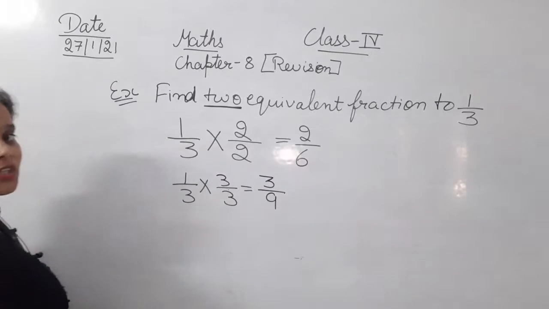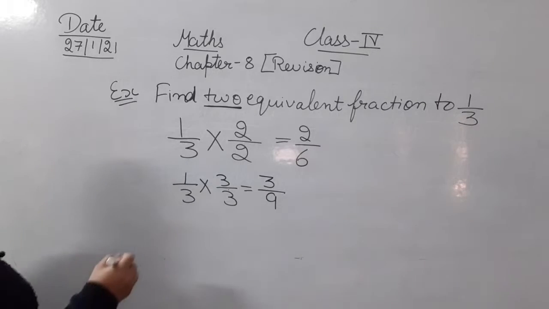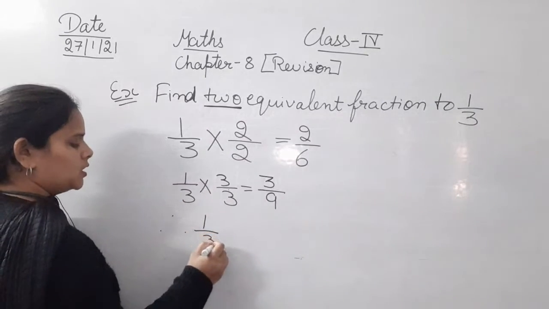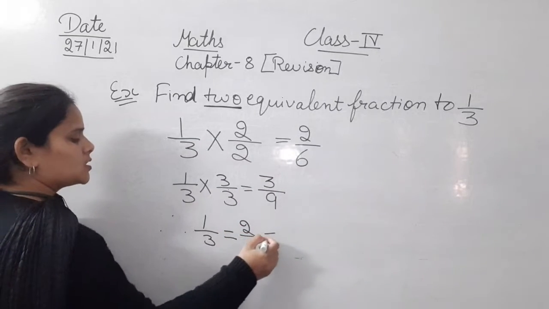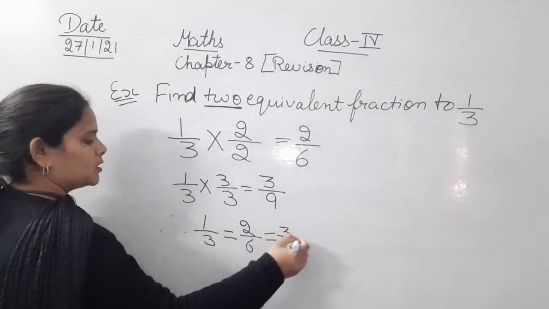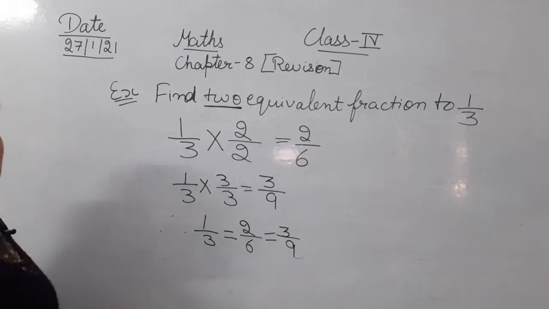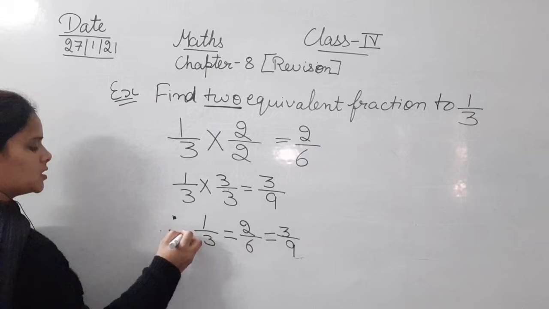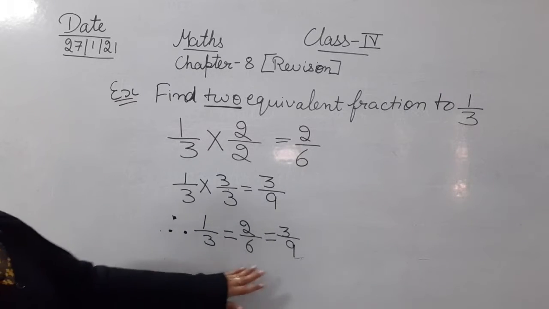So the next fraction equivalent to 1/3 is 3/9. Okay, and at last you will write the solution sentence. Therefore 1/3 is equal to 2/6 is equal to 3/9. This is therefore 1/3 is equal to 2/6 is equal to 3/9.